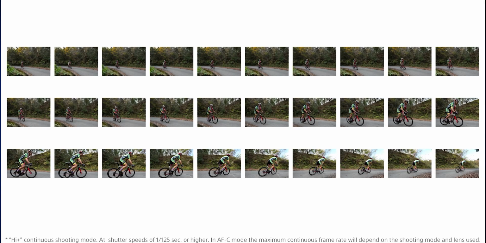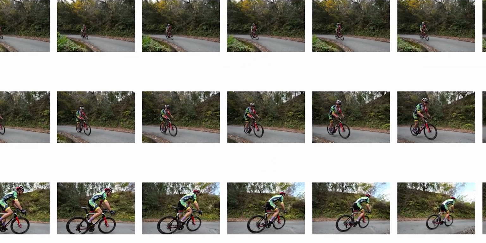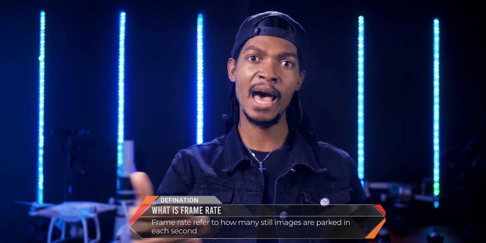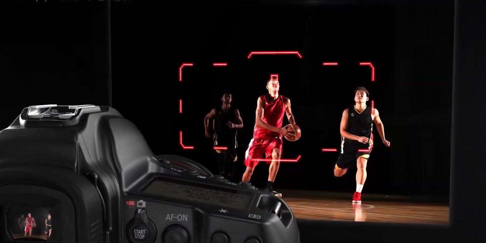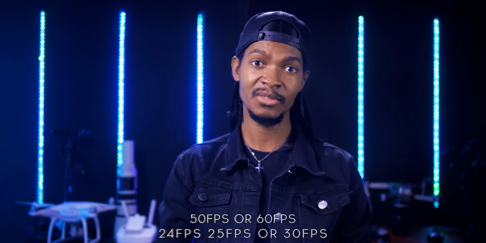Let me explain. A digital video is made up of hundreds of still images played in a sequence. These still images are called frames. So frame rates refers to how many still images are packed in each second. If you hear someone saying 24 frames per second, they mean 24 still images played in a second to form motion, which we call videos. The most common frame rates are 24 frames per second, 25 frames per second, 30 frames per second, 48 frames per second, 50 frames per second, and 60 frames per second.